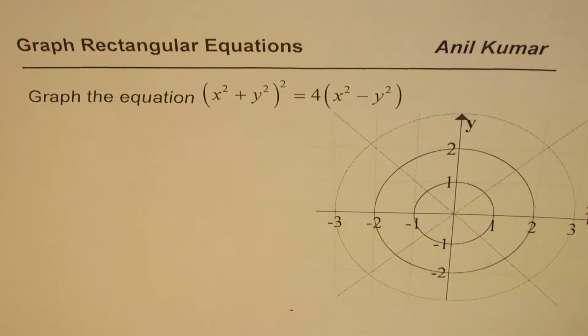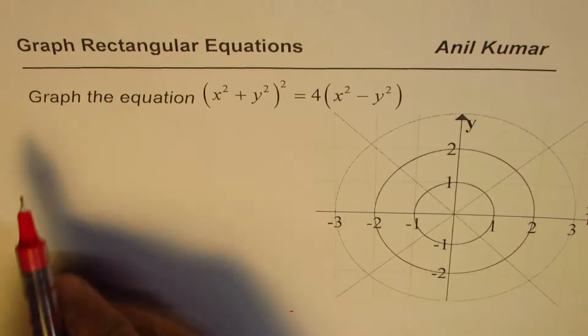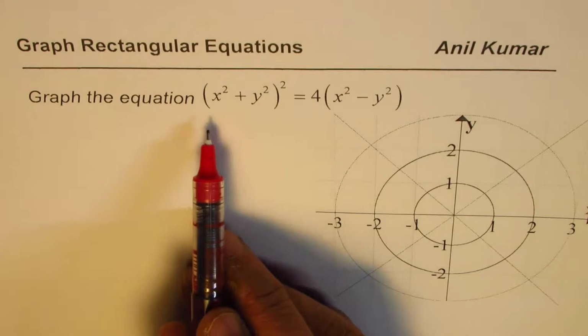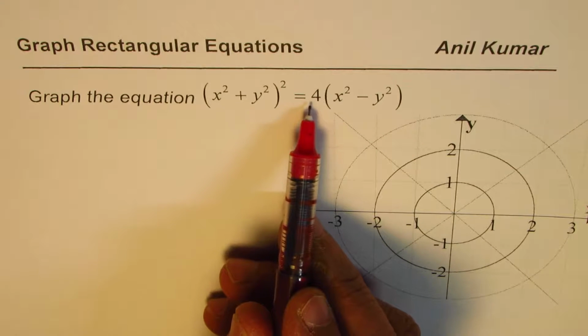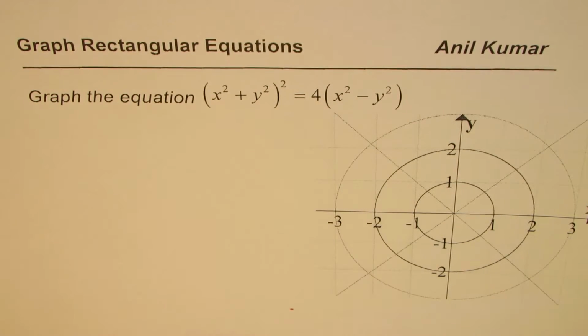I'm Anil Kumar, sharing with you a test question on graphing rectangular equations. In this particular example, we'll actually convert the rectangular equation into polar form and then graph. The question here is, graph the equation (x² + y²)² = 4(x² − y²). Now, first step here is to convert the equation into polar form.